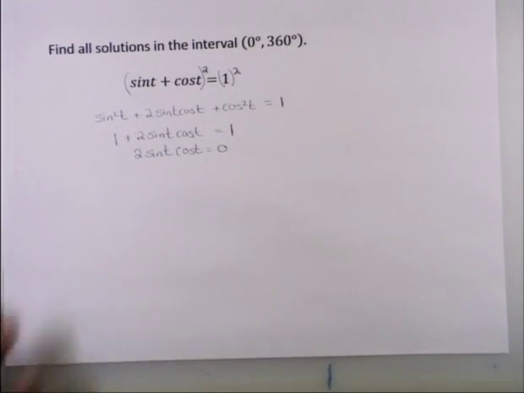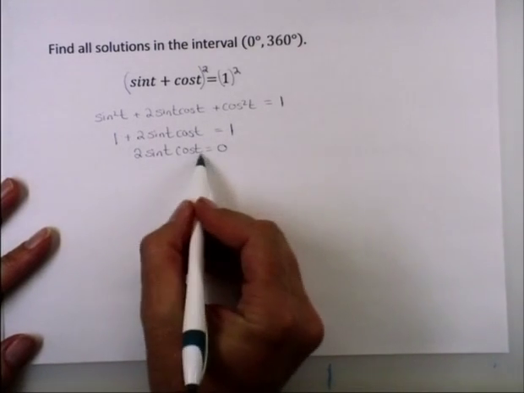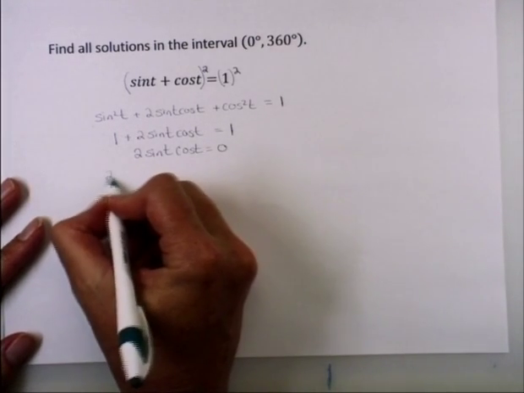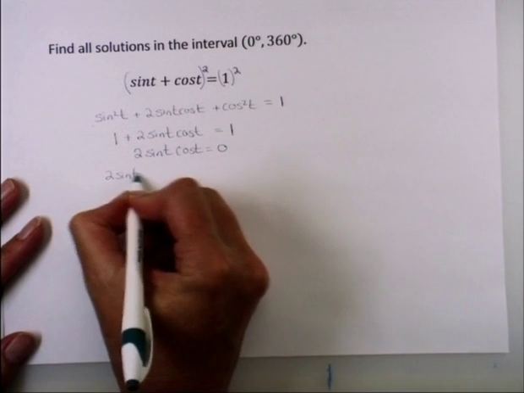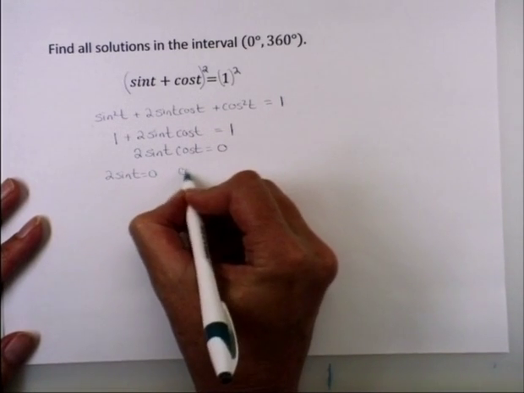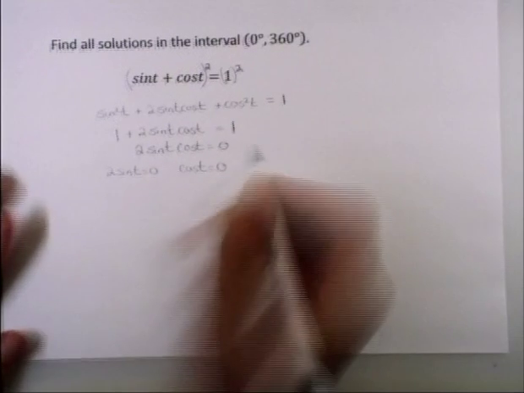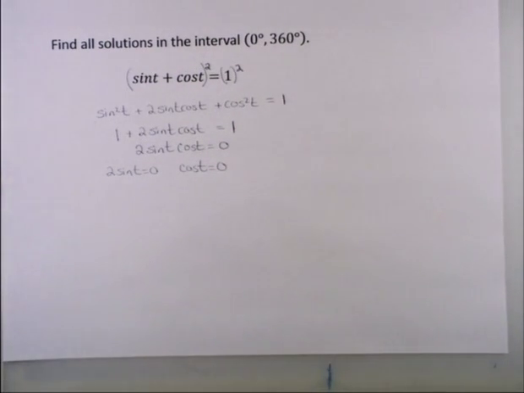Maybe I won't need to. So when I look at this, I don't even need to use that. I can use the zero product property. I have 2 sine of t equals 0, or the cosine of t equals 0. And then I'm just going to decide where that happens.